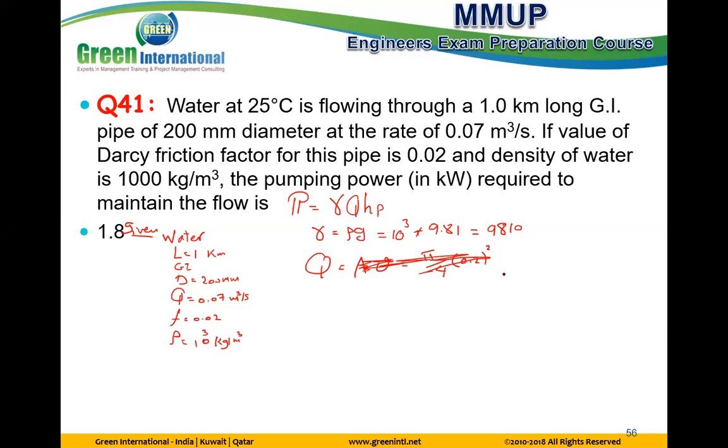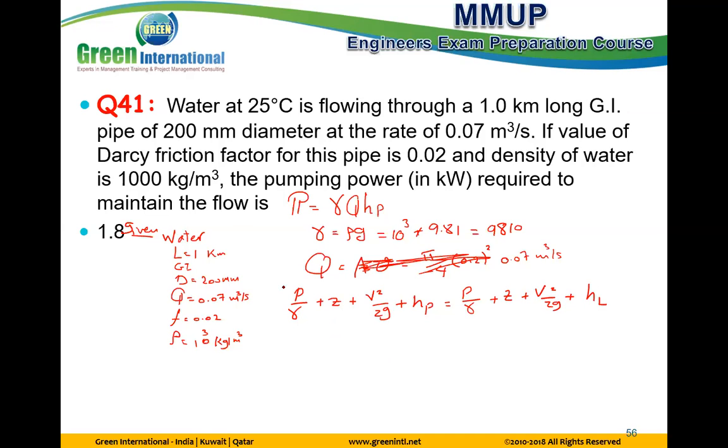Q is given, actually, 0.07 meter cube per second. But we use this equation to get V, actually. H pump, how to get H pump? Bernoulli's energy equation: P over gamma plus Z plus V square over 2G plus H pump equals P over gamma plus Z plus V square over 2G plus H loss.